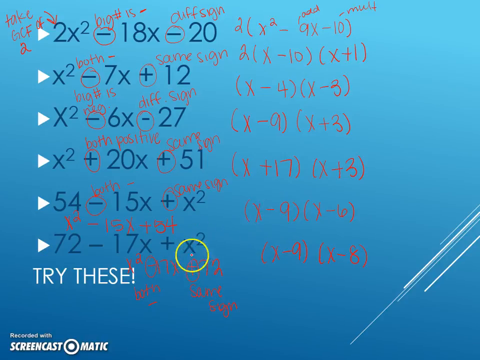And lastly, we have to reorder this one. So you've got x squared minus 17x plus 72. Just be careful when you reorder that you check your signs. So you have x minus 9 times x minus 8.